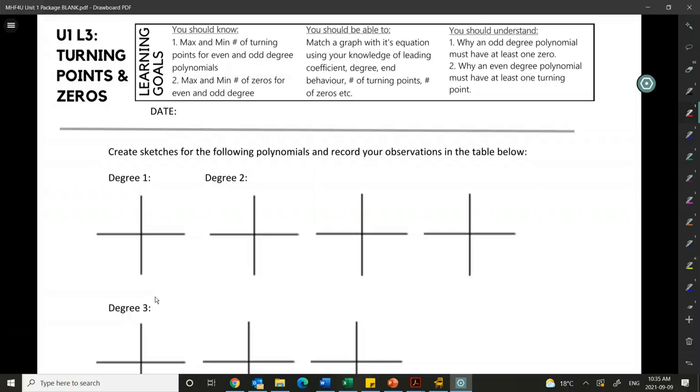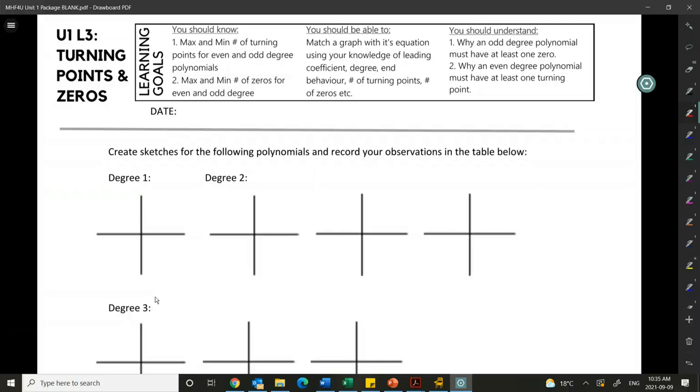Okay, turning points and zeros. So in our first section for today, we learned how to predict end behavior. We're going to take a look at different turning points and zeros that we can have for a variety of degrees and see if we can pull out some patterns like we did in our first lesson.